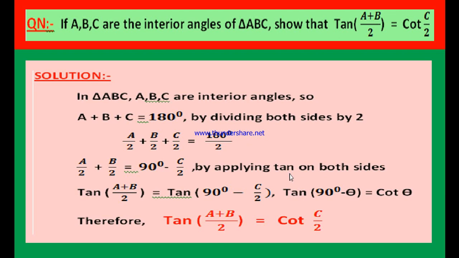Now, let us apply the trigonometrical ratio tan on both sides. Tangent of LHS is equal to tangent of RHS. That is, tan (A by 2 plus B by 2), or (A plus B) by 2, is equal to tan (90 minus C by 2). We know that tan (90 degrees minus theta) is equal to cot theta. Therefore, tan (A plus B) by 2 is equal to tan (90 degrees minus C by 2), which is cot C by 2. That's what is required to prove.